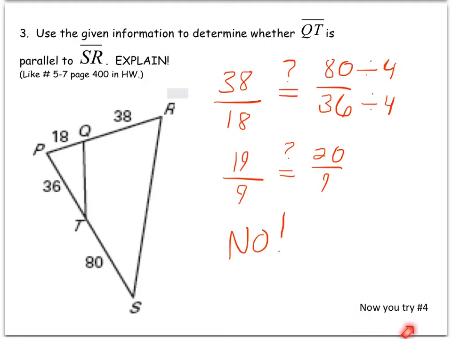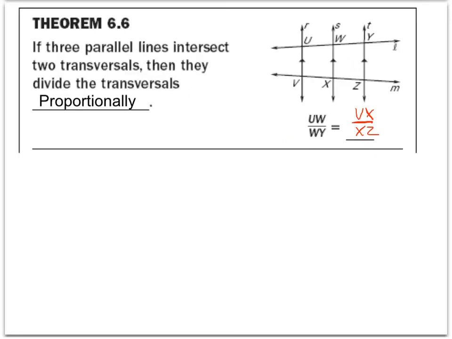Now I want you to try number 4 on your own. This next theorem kind of extends what we were looking at, but it extends it to 3 parallel lines. If we have 3 parallel lines, then the ratio of the distance between them should be the same. So UW over WY should be the same ratio as VX over XZ. We'll put it to work in an example in the next page.